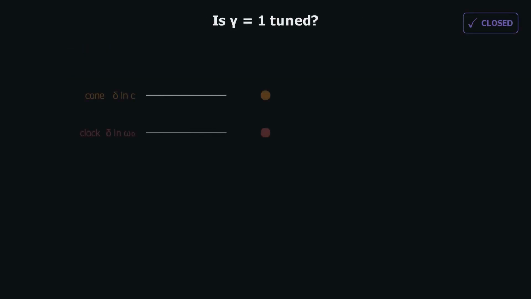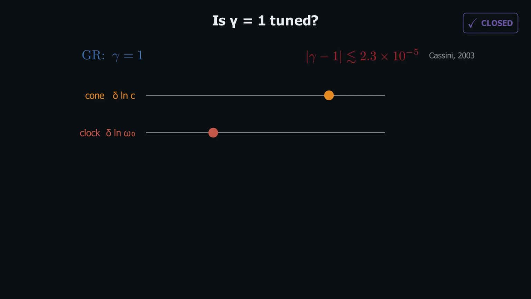Now the objection at full strength. If the cone and the clock are 2 independent knobs, then light bending and matter force are 2 independent numbers. In general relativity, they are welded together by the equivalence principle. Light bends by exactly twice the Newtonian potential. The post-Newtonian parameter gamma equals 1. Cassini measured gamma minus 1 to be smaller than 2.3 times 10 to the minus 5.